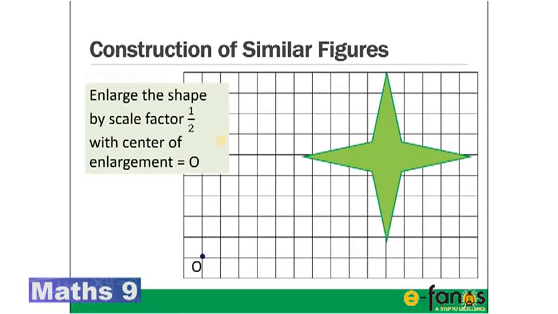Enlarge the shape by scale factor 1/2 with centre of enlargement O. Draw the rays coming out from O. This time they need to be half as long, so the coordinate needs to go here. Do the same for the other corners, and mark the coordinate halfway along. Once you've done all the coordinates, you can join them up to create the new shape.